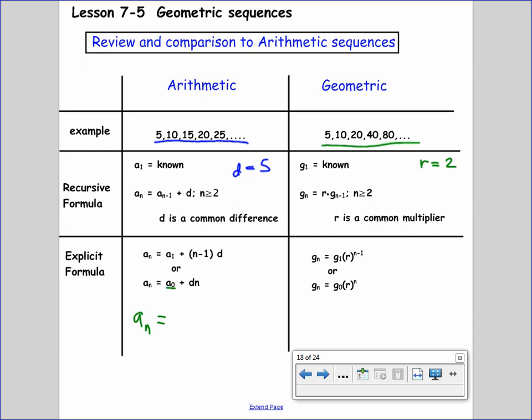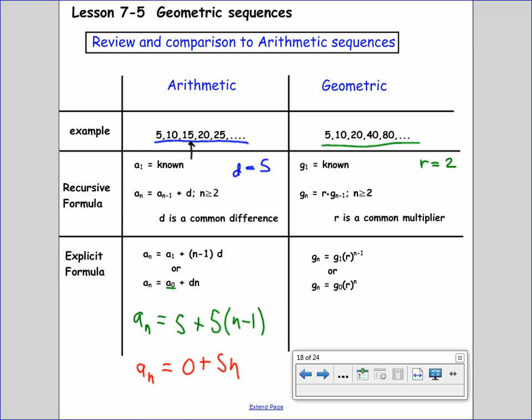A sub 1 is 5, if I did it the first way, plus 5 times n minus 1, or A sub n equals, what would my 0th term be? 0. So it could just be 0 plus 5n. A quick check by plugging in n equals 3. 5 times 3 is 15, and that's the third term. So yes, our formulas work.